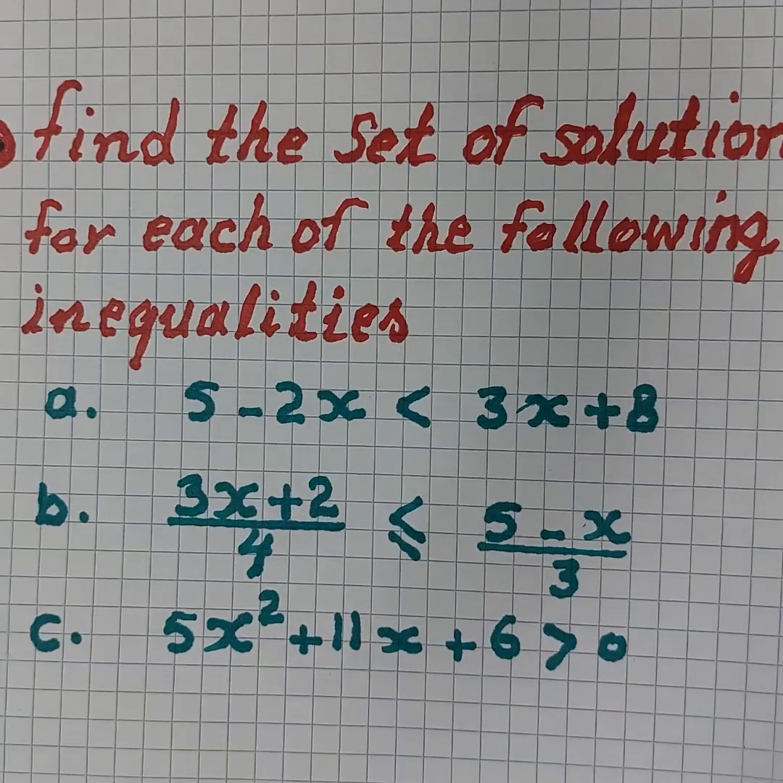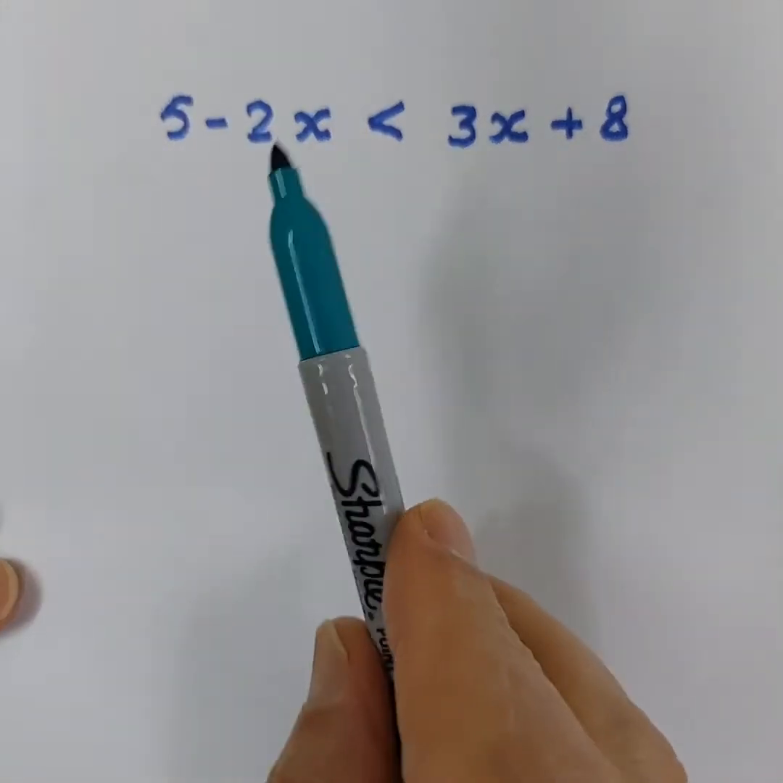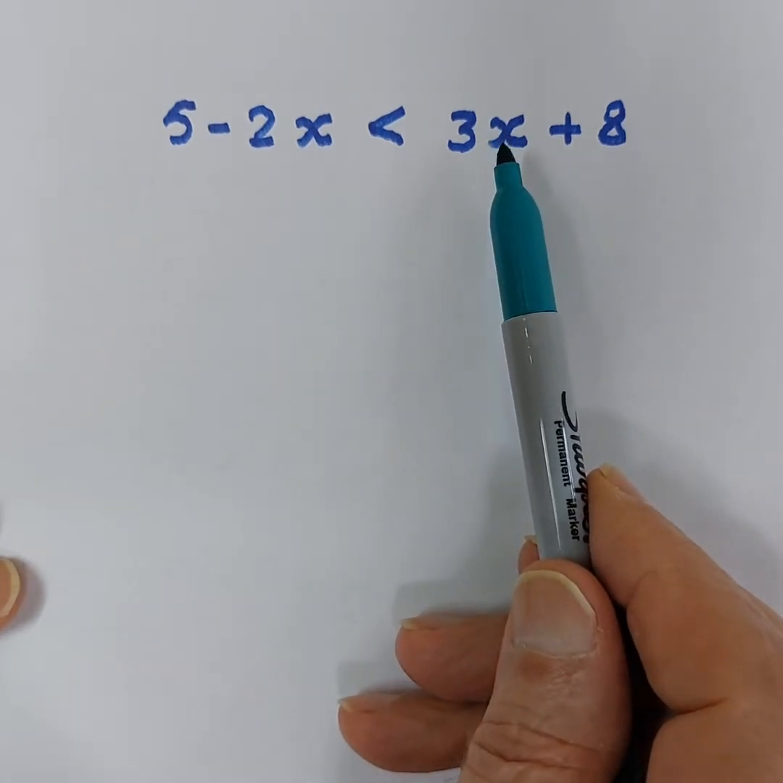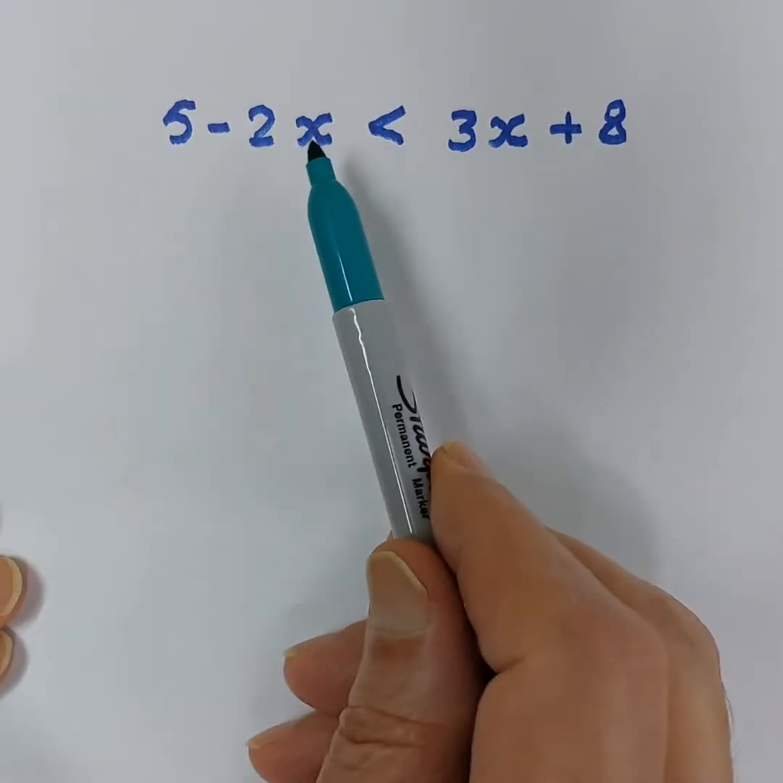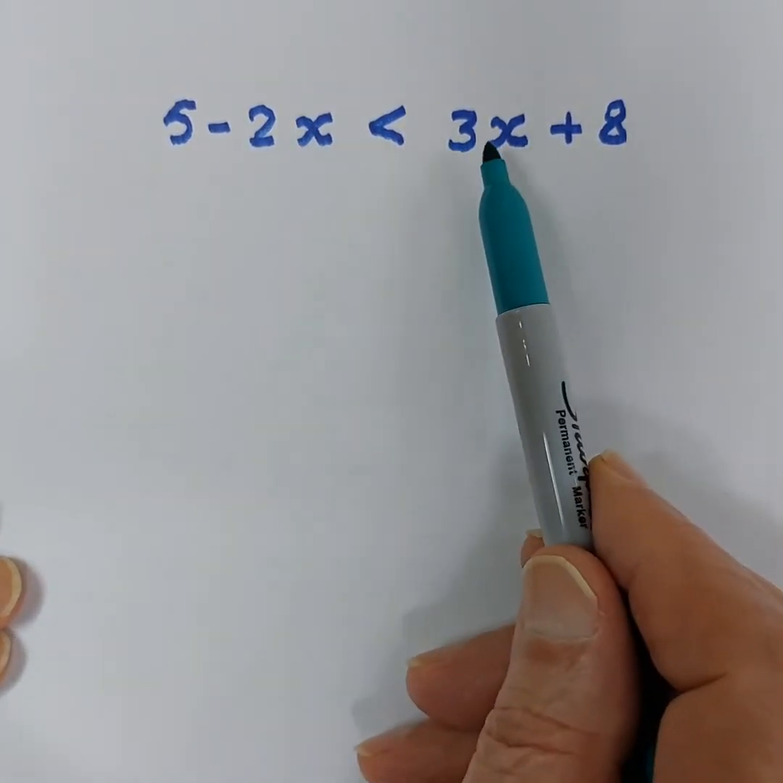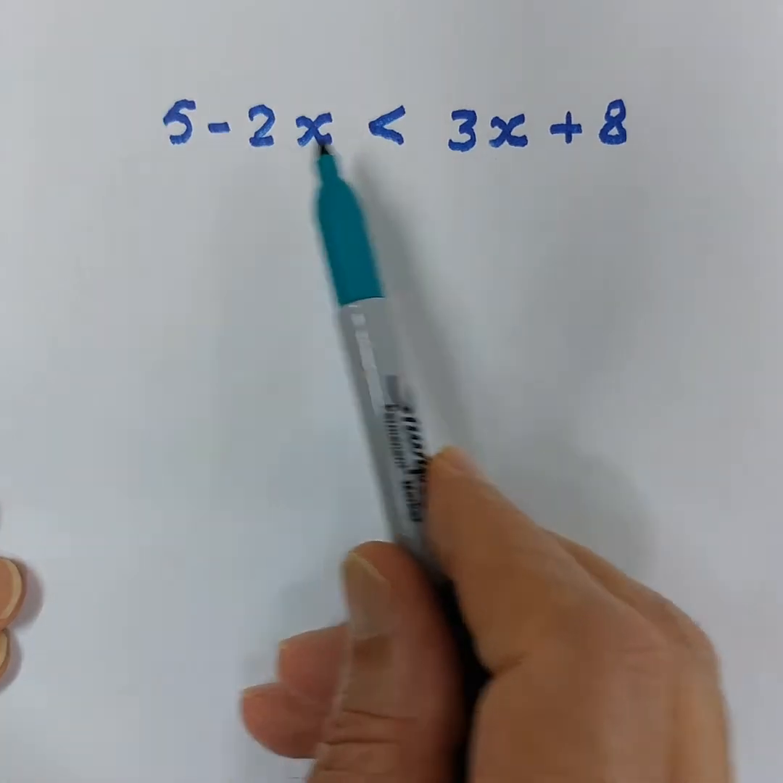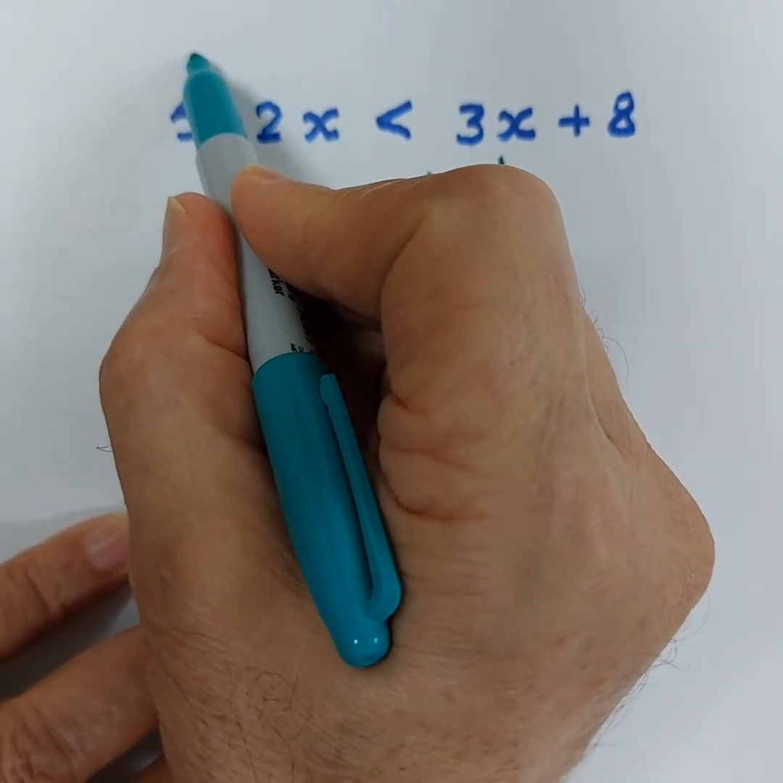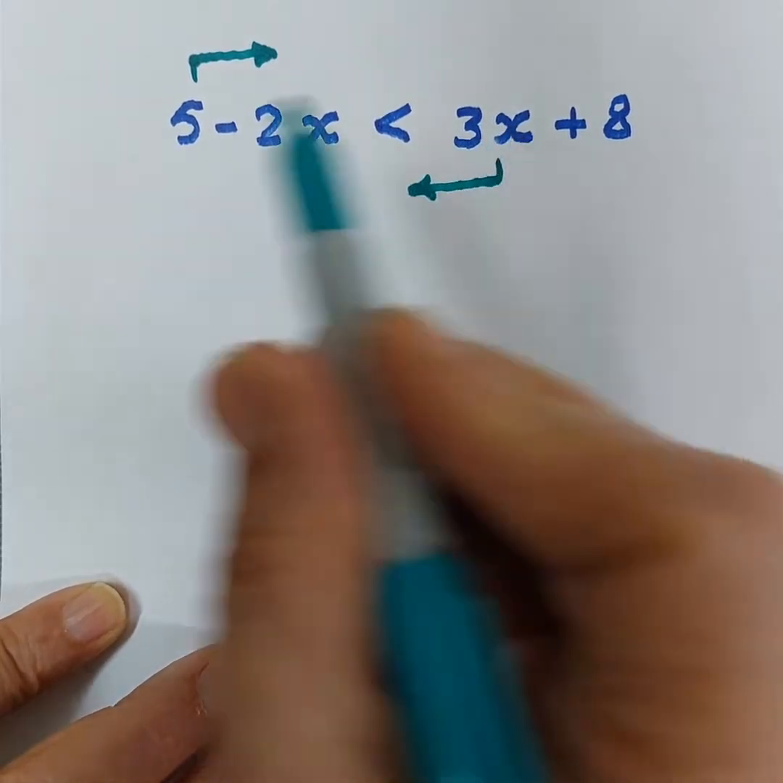Let us start with the first one. As you see here, in this inequality we have the terms which have the x variable on both sides. Like here we have minus 2x and here we have 3x. So the first step is to organize this inequality. I mean, move 5 from here to the other side, and move the 3x from this side to the other side.